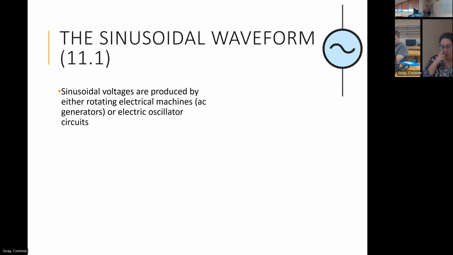But in general, it looks like this, just the exact shape of the curve will be a little bit different. So with the sinusoidal voltages, or you can have sinusoidal currents as well, these are produced by either rotating electrical machines, like an AC generator, or some sort of electrical oscillator circuit. So you can actually have a circuit that is oscillating that is then acting as the source for a different circuit. In order to go through and do that, we need to talk about some of the ways we can have oscillating circuits first.